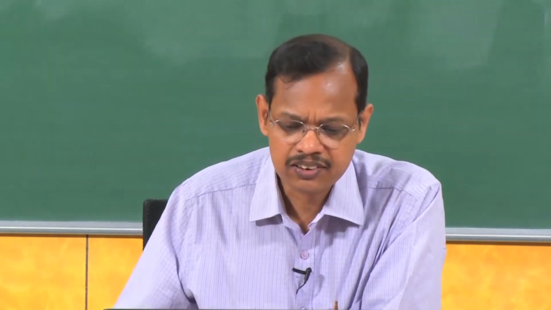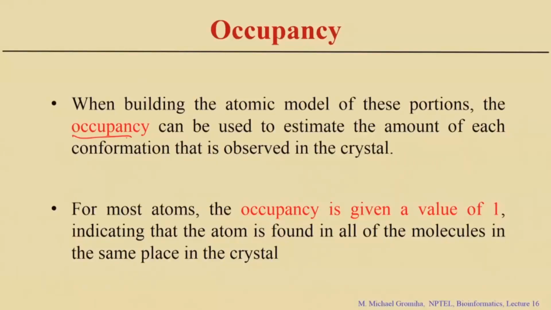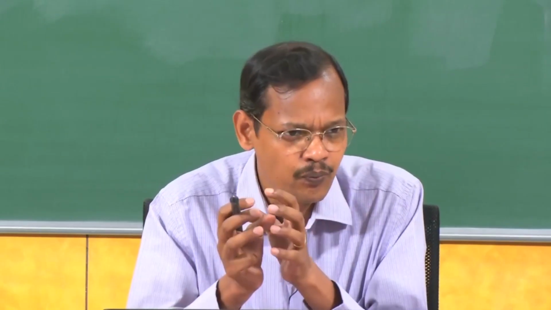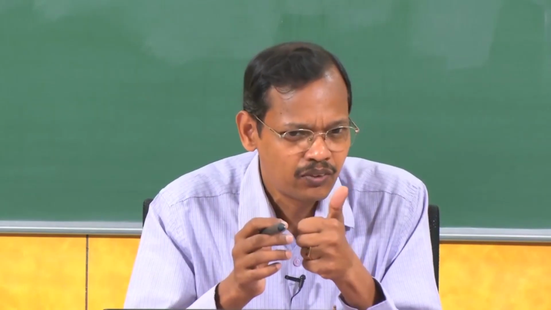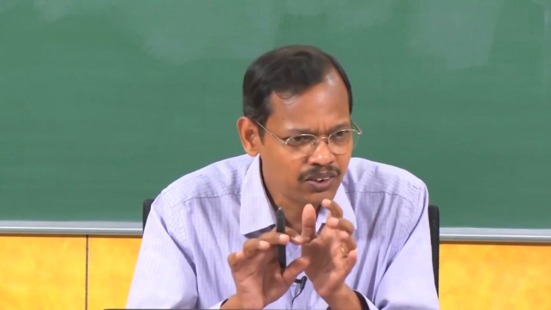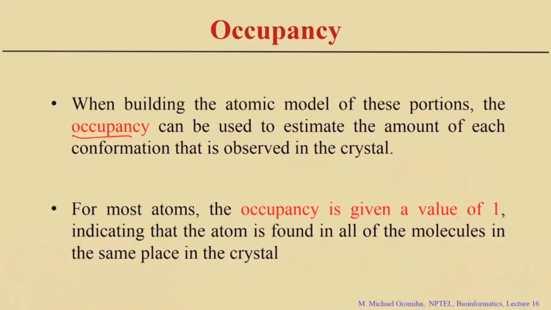In this case, when building the atomic model, they give the term occupancy to show how much each conformation is observed in the crystal, whether only one conformation is observed for each atom or the atom can have different conformations. If the occupancy is 1, what is the meaning of that? That atom is found in the same place in all the molecules in the crystal. So, there is no deviation. Almost all the molecules have this atom present in the same position if the value is 1.